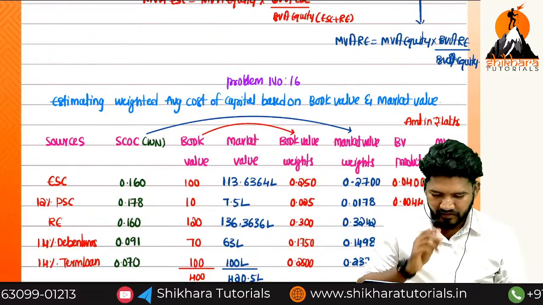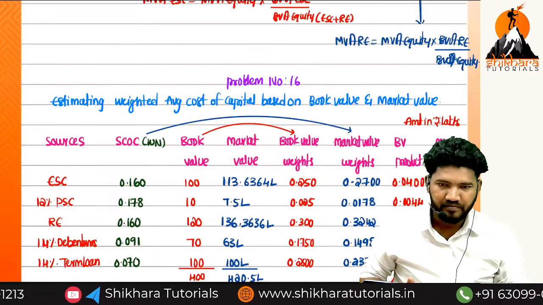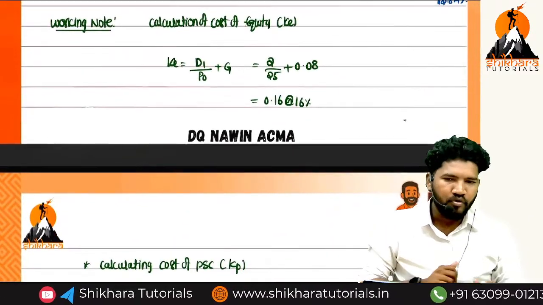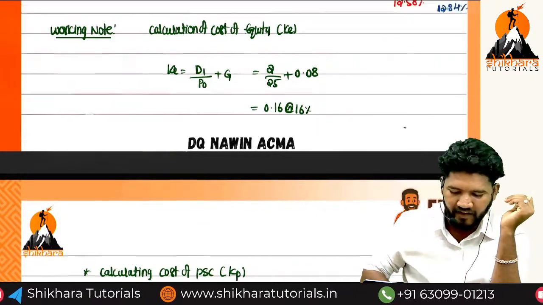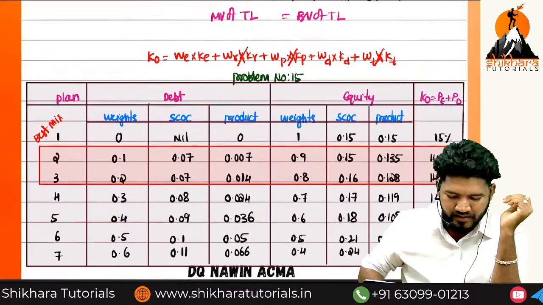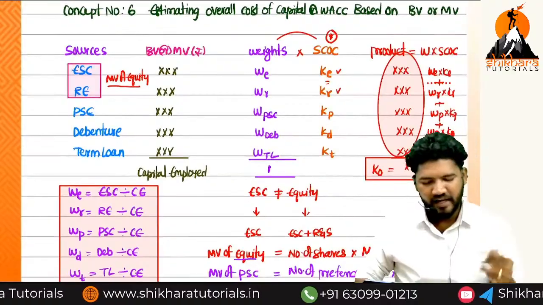Very good morning, guys. So what was the last class discussion? KO calculation under market value and book value. Okay, then fine. One new concept, not a new concept, everything is new for us. So I will explain once again.